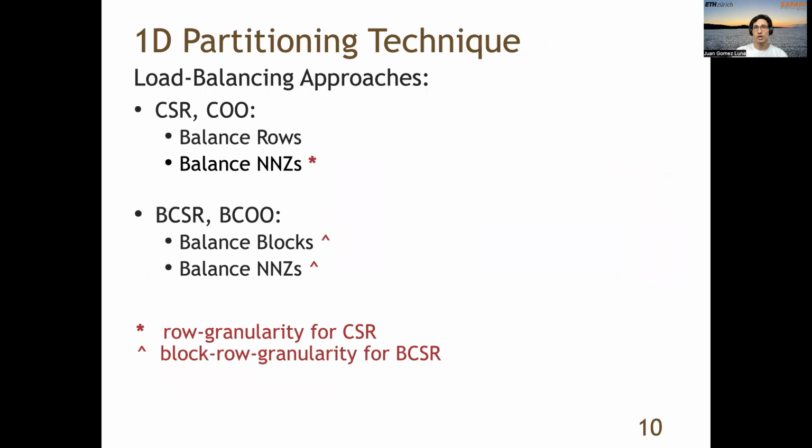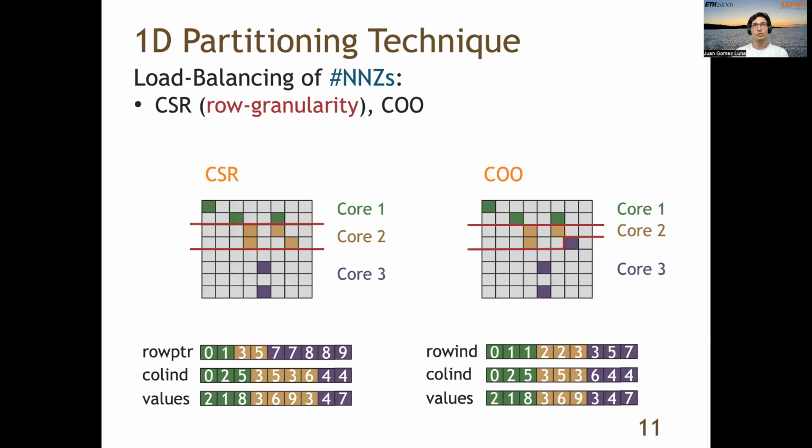For the 1D partitioning technique, as you will see in the longer version of this lecture and in the paper, we have used load balancing approaches for CSR and COO formats, and also for BCSR and BCOO formats. These approaches try to balance either the rows or the blocks, or the non-zero elements. In the case of CSR or BCSR, partitioning non-zero elements is not that easy because we need to do it at either row granularity or block row granularity. That will still imply a little bit of imbalance between the different PIM cores.